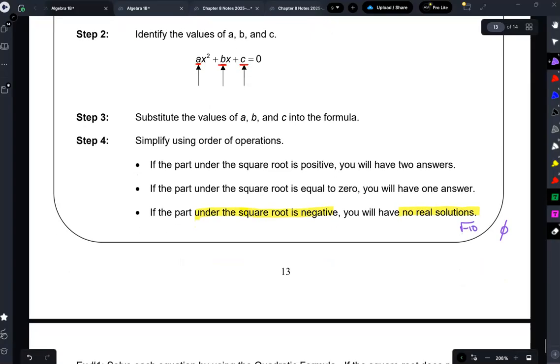Okay? Now, if under the square root you get 0, you get one solution. Okay? If under the square root you get a positive number, you will get two answers. So for example, if you get root 5 or root 36, a positive number, then you get two solutions. Okay, the root 36 simplifies to 6. The root 5 doesn't simplify, but regardless, those will give you two different solutions.